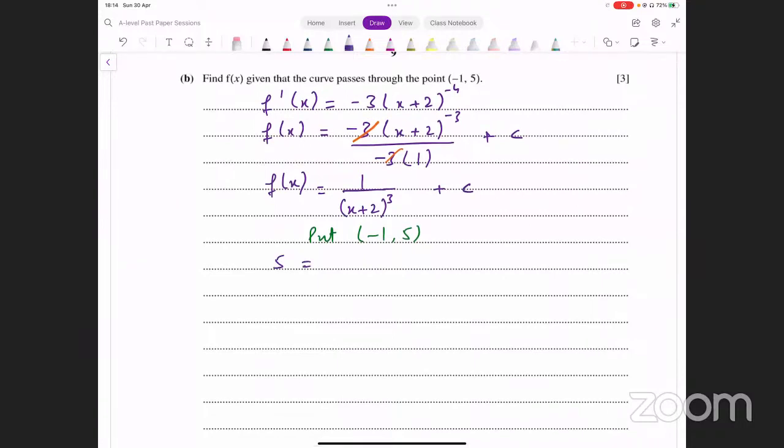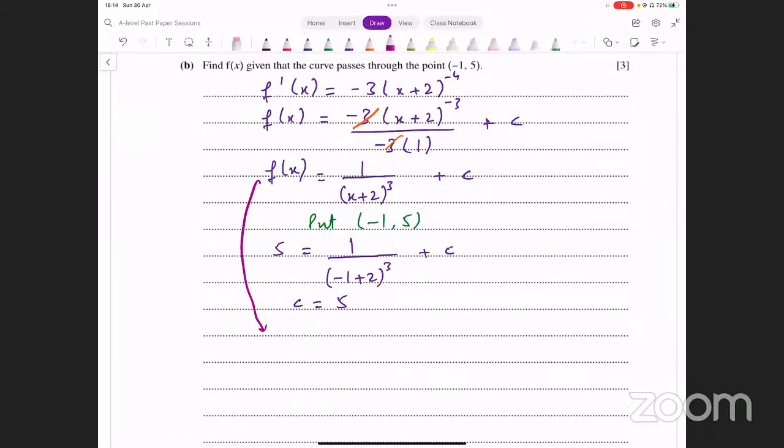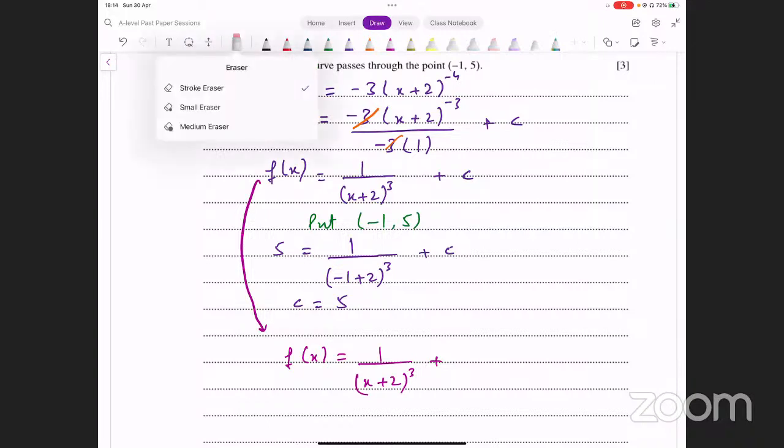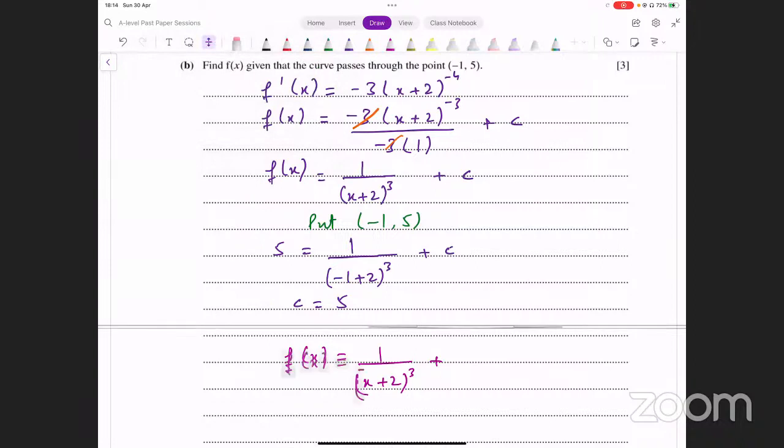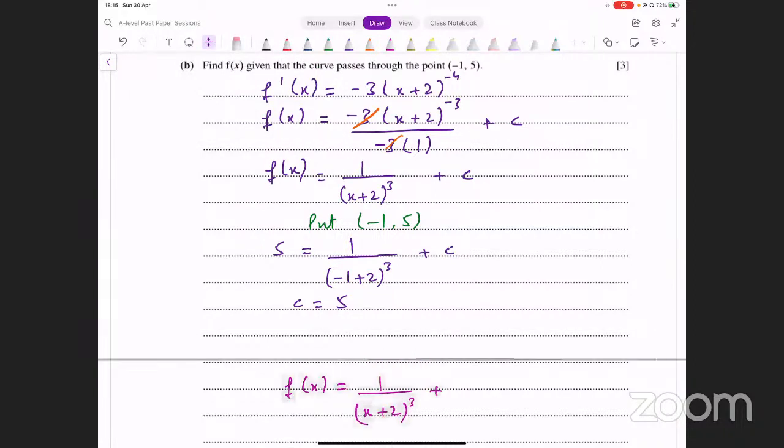So it gives you 5 equal to 1/(-1 + 2) whole raised to power 3 plus c. And c turns out to be 5 from this. तो आपकी equation of curve क्या हो जाएगी फिर? f of x therefore turns out to be 1/(x+2) whole cube plus 5. Oh, I'm sorry, this is not correct. यहाँ पे 0 नहीं आ रहा था. यहाँ पे आपके पास so that was a pretty stupid error. What I did here was I took that as 0. Acha, so this is not correct.